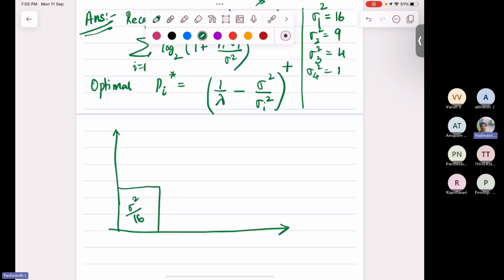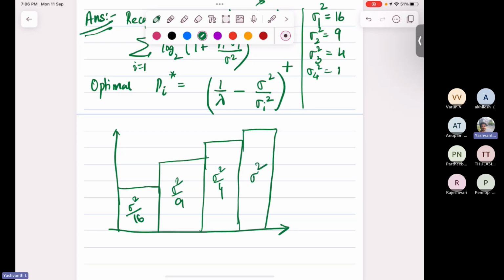Now if you draw the diagram, this is sigma square by 16. The next bar will be sigma square by 9. Sigma square by 9 is a little more than sigma square by 16 because denominator 16 is more than 9. That's why the second bar is a little larger than the first bar. The third bar is sigma square by 4 and the fourth is sigma square itself.